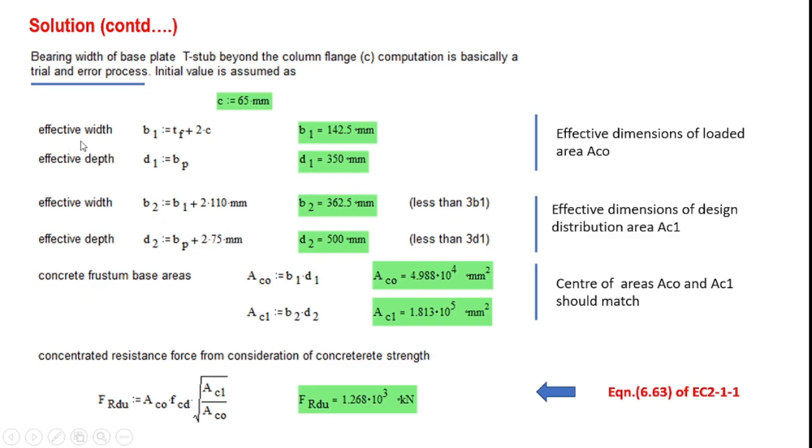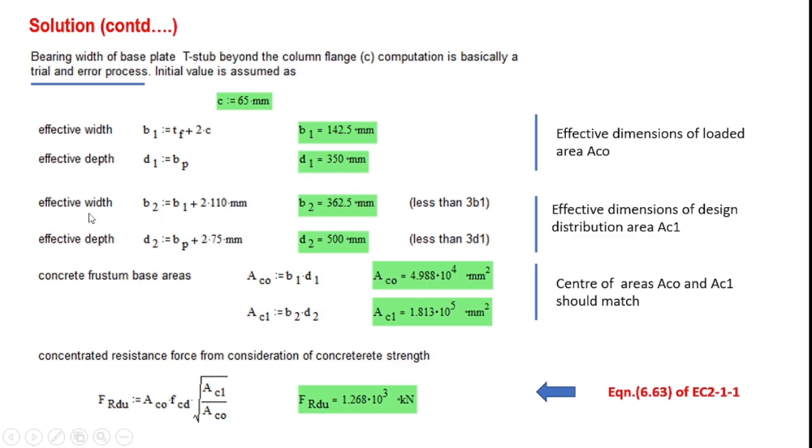So obviously we know that the effective width B1 of the loaded area is the thickness of the flange plus 2C, because as I already told you, the width C is distributed on each side of the flange. Which means that B1 will be 142.5 mm. Now the effective width D1 of the base plate, obviously this is nothing but the width of the base plate, and that is equal to 350 mm.